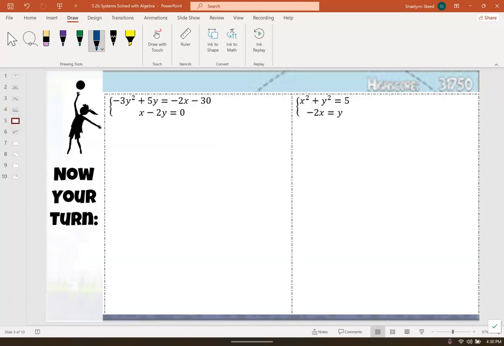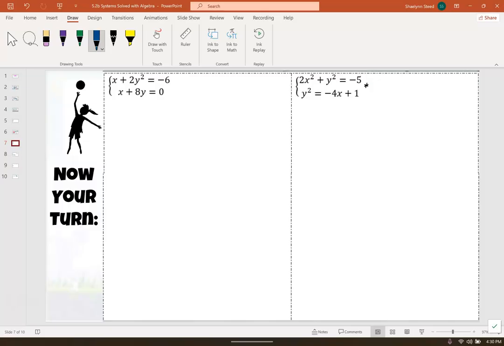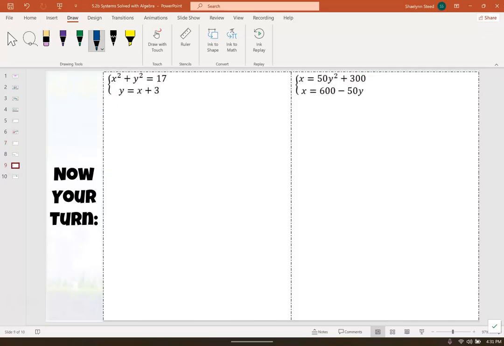For each of the following, I want you to find the solution using any method you want. So for these two equations, any method you want. For these two equations, any method you want, just so you are aware. This one is a special case, so pay attention when you're solving it. Okay? And then these two, use any method you want.